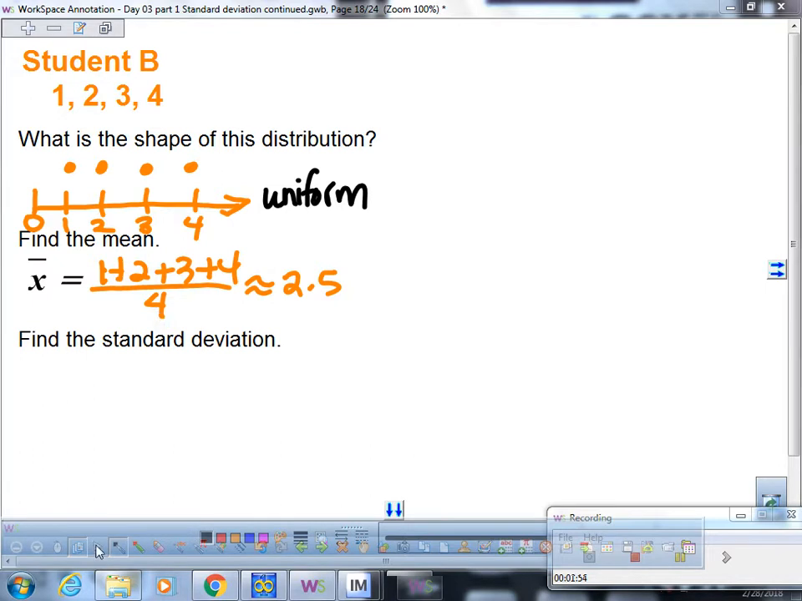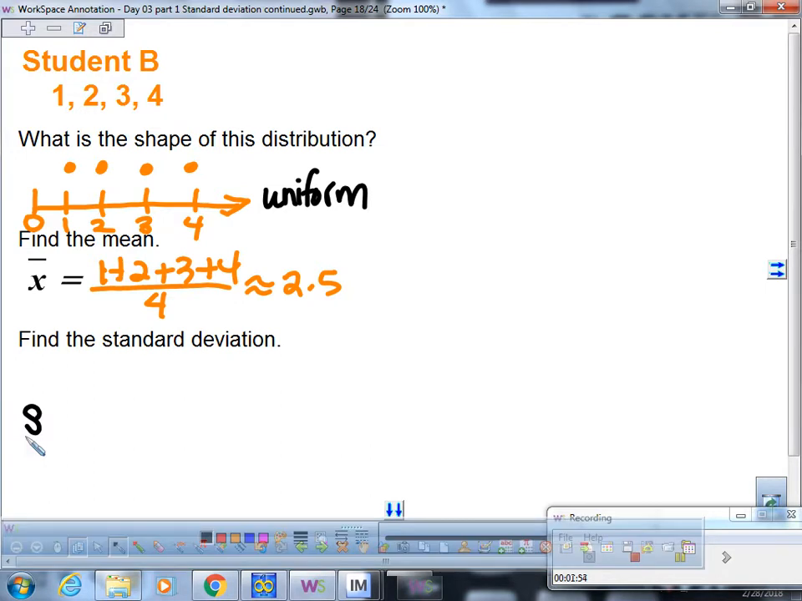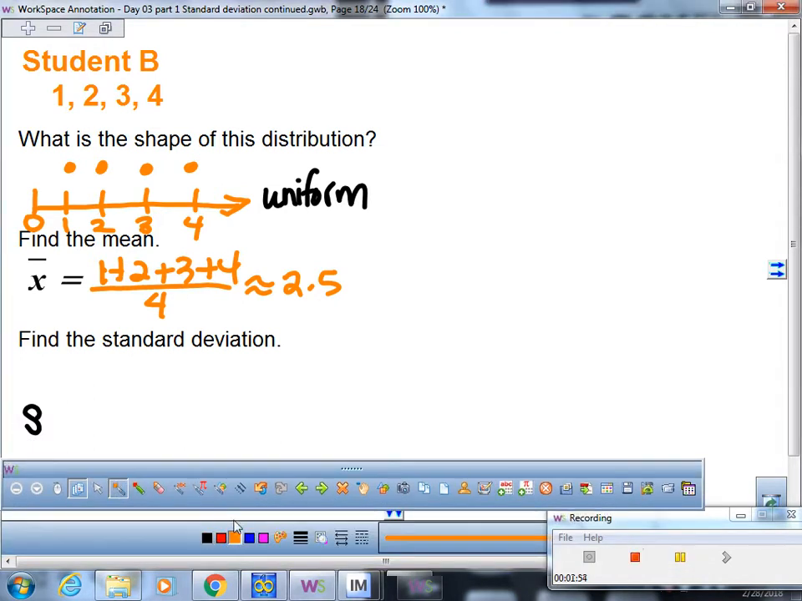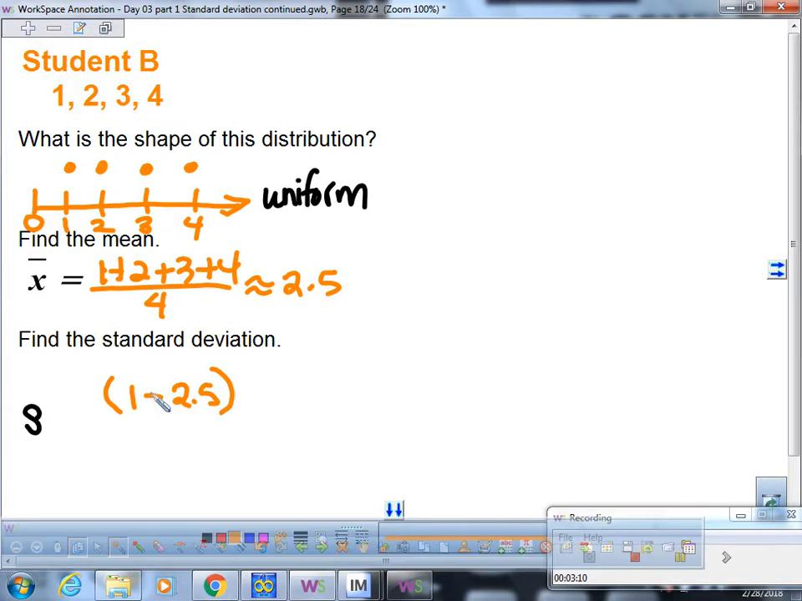Next, I'm going to find my standard deviation. So in order to find my standard deviation, I'm going to begin with just comparing each data set to the mean. We're going to see how spread out it is, away from the mean. So I'm going to start with number 1. So the first one happens to be, how far away is it from the mean? I want to know how far 1 is away from 2.5. Okay? I'm not even going to put that. I'm just going to say how far is 1 from 2.5.